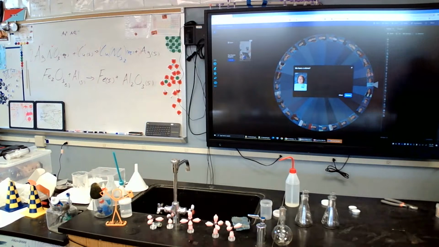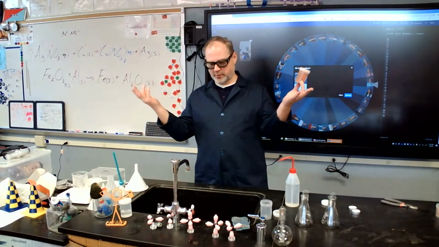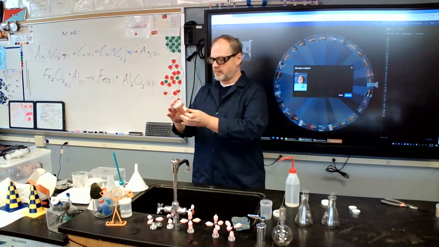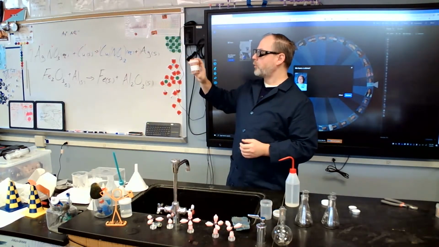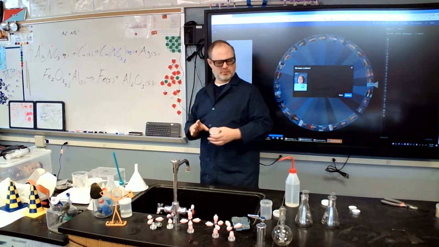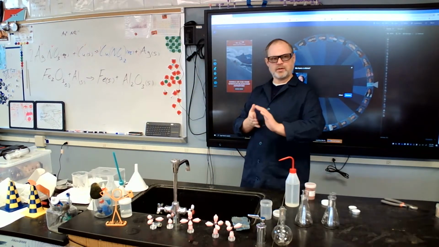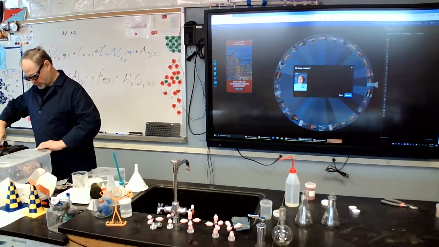Now, making thermite is exceptionally messy. So I do this ahead of time, because otherwise I'll just make a giant mess. So this is thermite. It's 13.5 grams of aluminum and 40 grams of iron 2 oxide. Is this balanced? No. Could you balance it? Yeah. Please do.